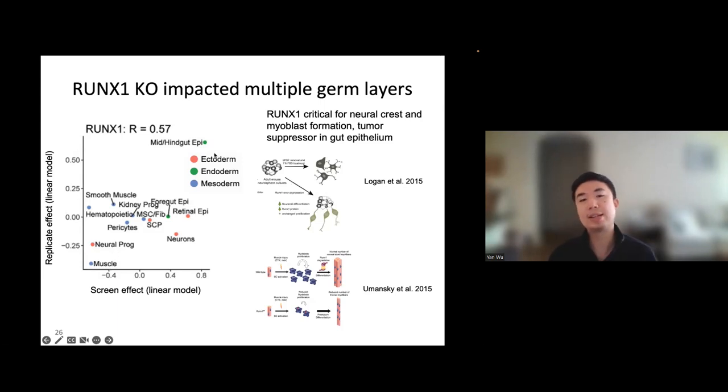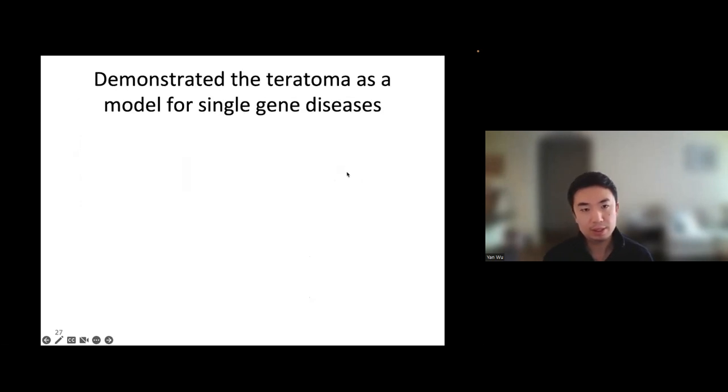And the increase in mid-hindgut epithelium is interesting because it's possible that this increase is due to RUNX1's role as a tumor suppressor in the gut. So there may be cancerous cells, although we haven't followed up on that.